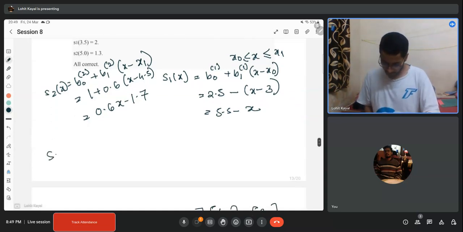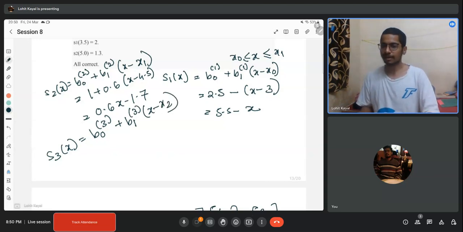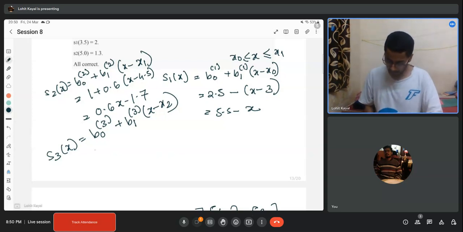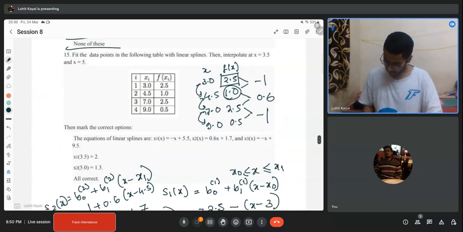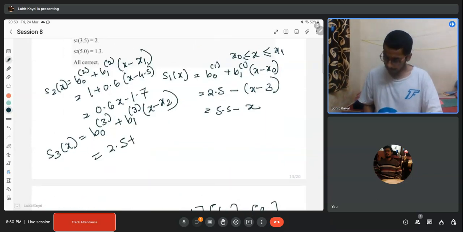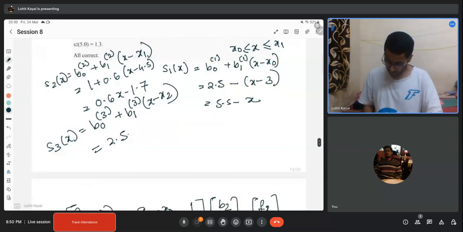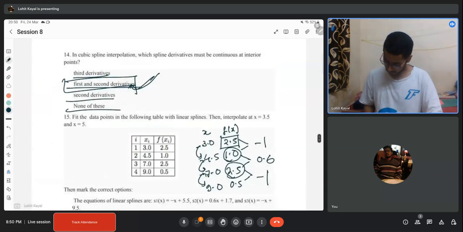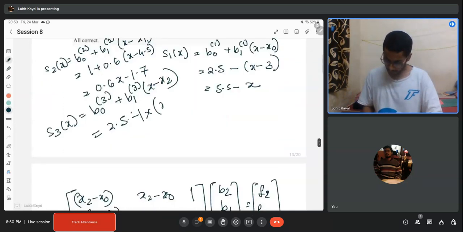Now s3 of x is equal to b0 of 3 plus b1 of 3 times x minus x2. This will be valid when x is less than or equal to x3 and greater than or equal to x2, right? So b0 of 3 is this term, 2.5, plus b1 of 3 is minus 1, times x minus x2. x2 is 7, so x minus 7. So it is 9.5 minus x.